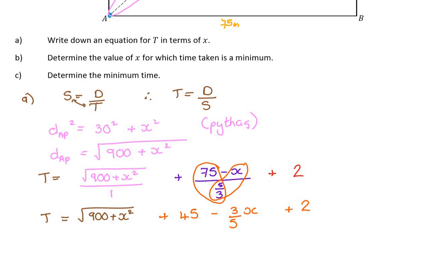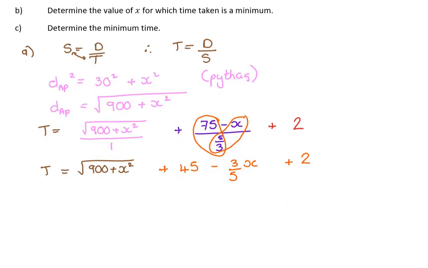So now question B says, can you determine the value for x for which the time is a minimum?